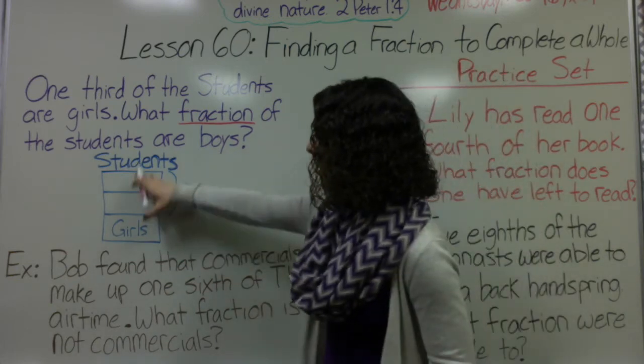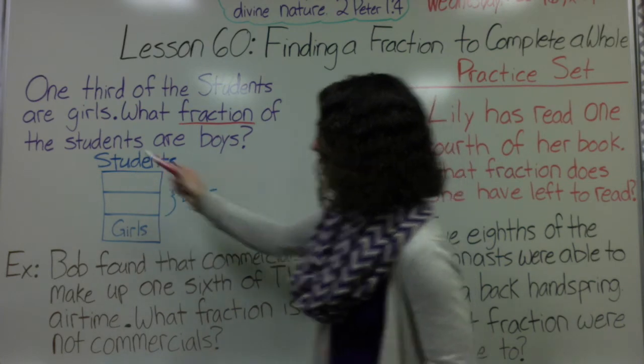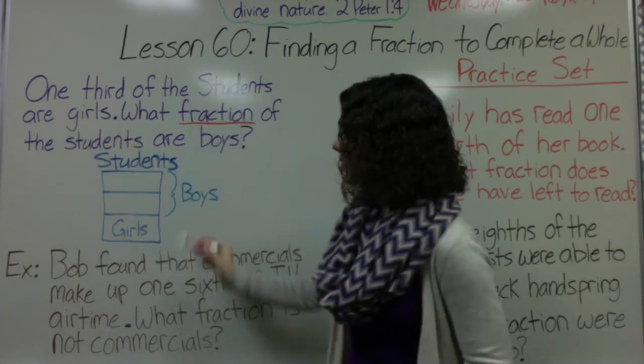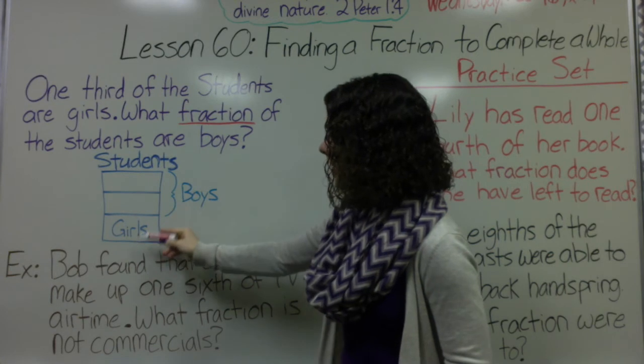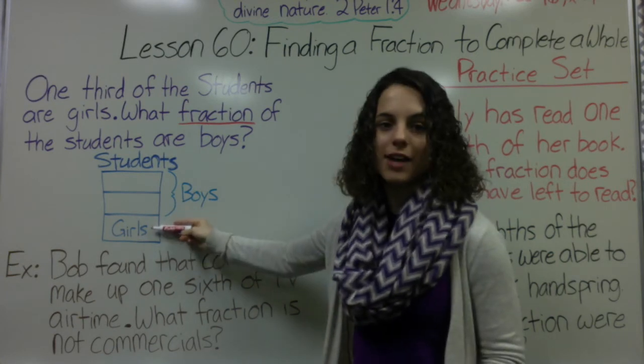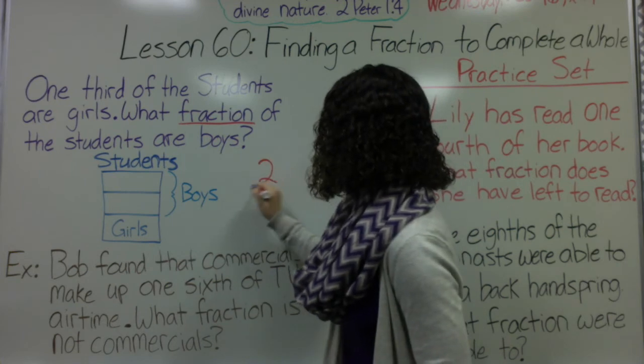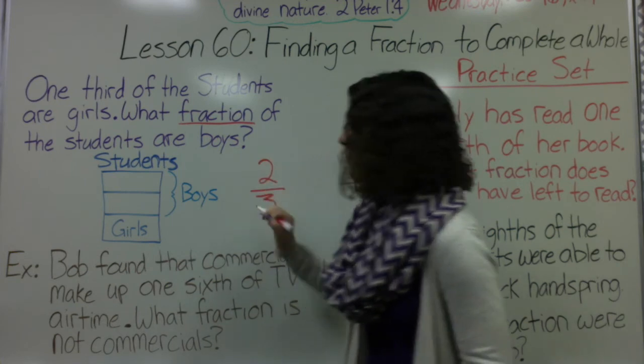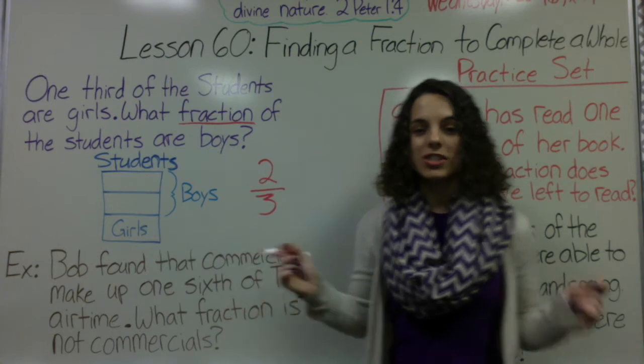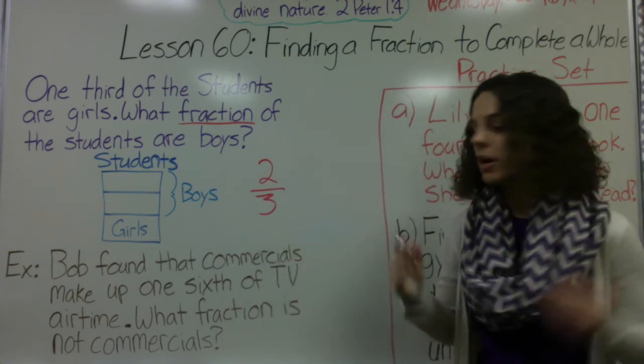So if I draw a picture split into thirds, because that's what I have, it's 1/3 of the students are girls. I split a rectangle into thirds and I label one of those as girls. So then what fraction are boys? And that would be 2/3. It's extremely simple. Do not overthink this. It's just looking for the fraction, not an actual number.